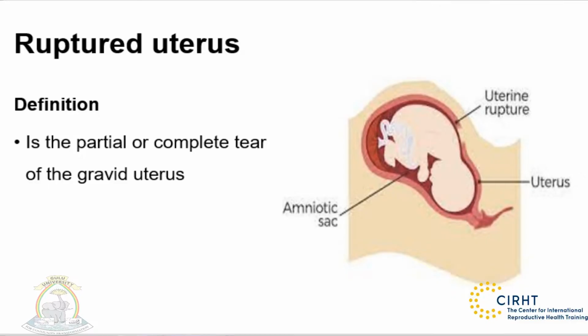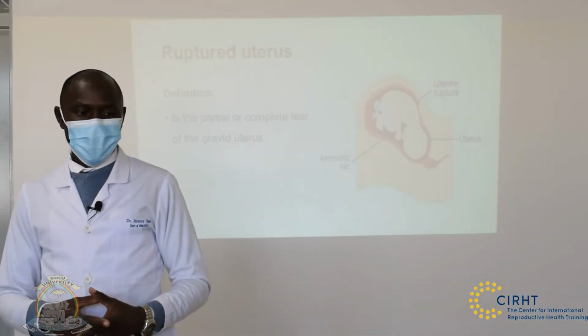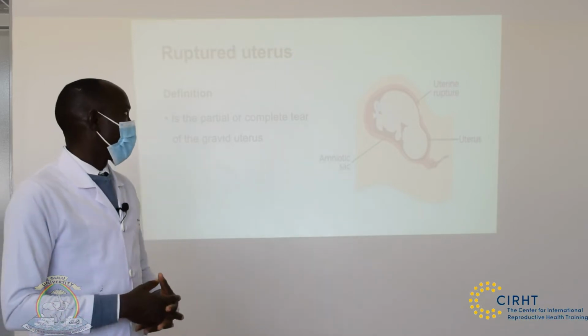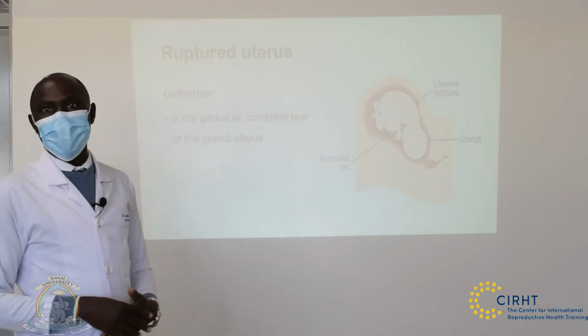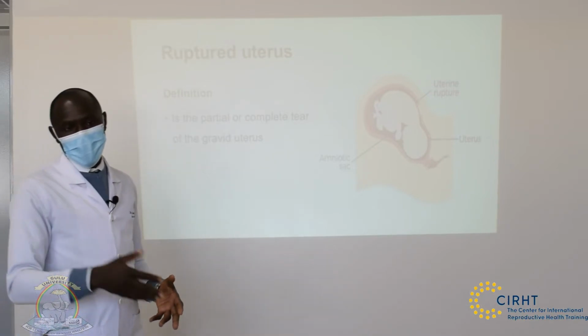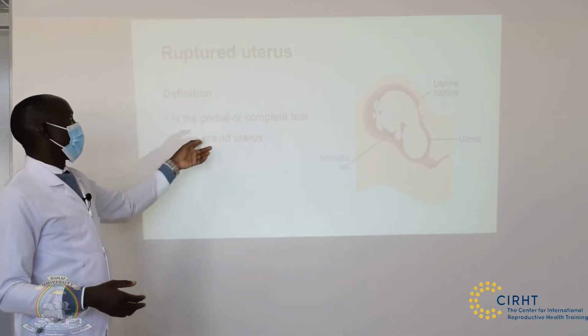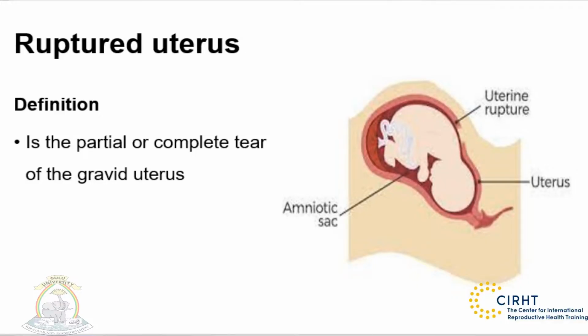Now, I added this part because I think it is starting to come up, even if it is still rare: ruptured uterus, or rupture of the uterus. But for us in this region, I think it is still a little bit common. It's one of the commonest causes of antepartum hemorrhage. This just means that there is partial or complete tear of the gravid uterus.